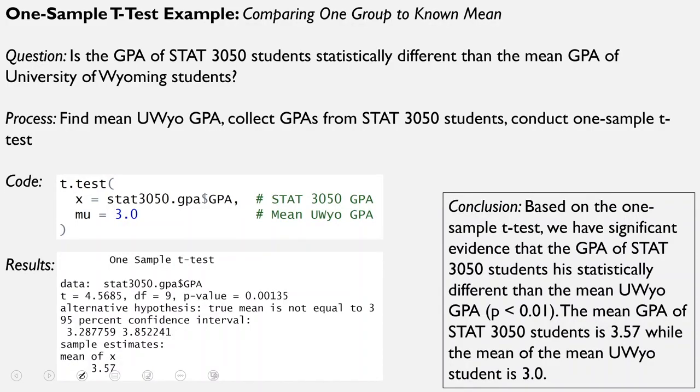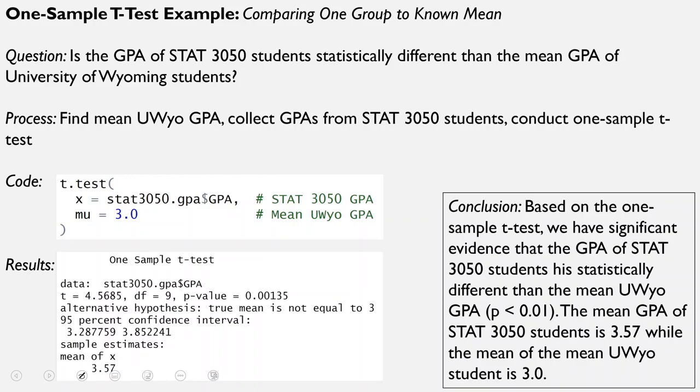So a one sample t-test is just comparing one group to a known mean, okay? And the question would look something like, is the GPA of Stat 3050 students statistically different than the mean GPA of University of Wyoming students? So what this is saying is we can collect all of the GPAs of the Stat 3050 students fairly easily, right? There's like 50 of y'all. That's not a huge number that is onerous to collect, but it is onerous to collect 10,000 other GPAs of all the University of Wyoming students.